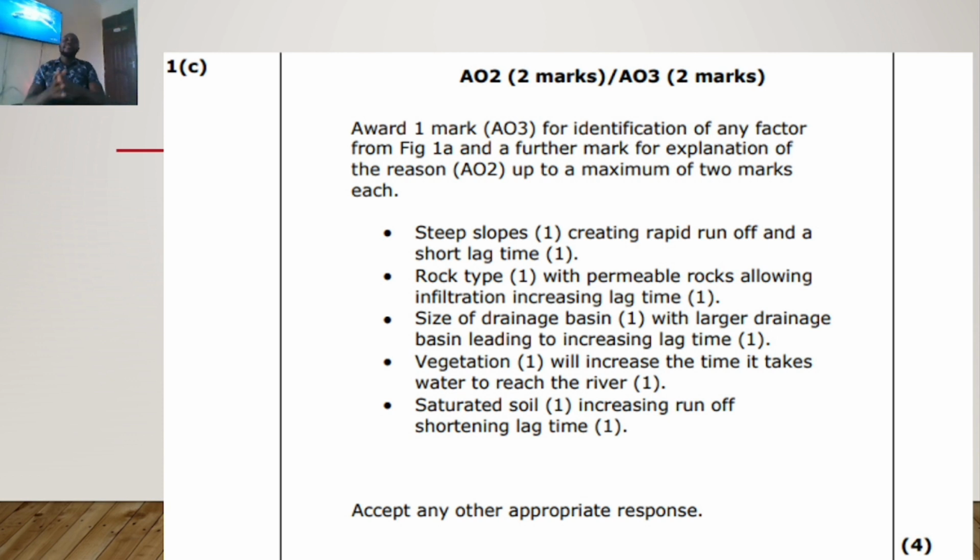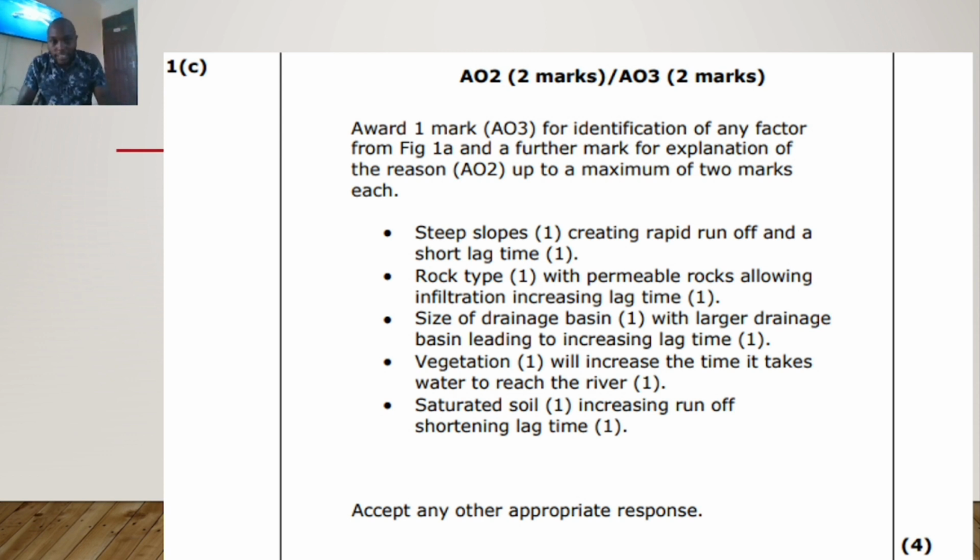When you have a drainage basin that is big or even large, what do you expect? The lag time will be increased because that peak discharge won't be easily reached. It will take a lot of time for the peak discharge to be reached, so the lag time is going to be increased. I think it's clear. Then vegetation will increase the time it takes water to reach the river because of interception.